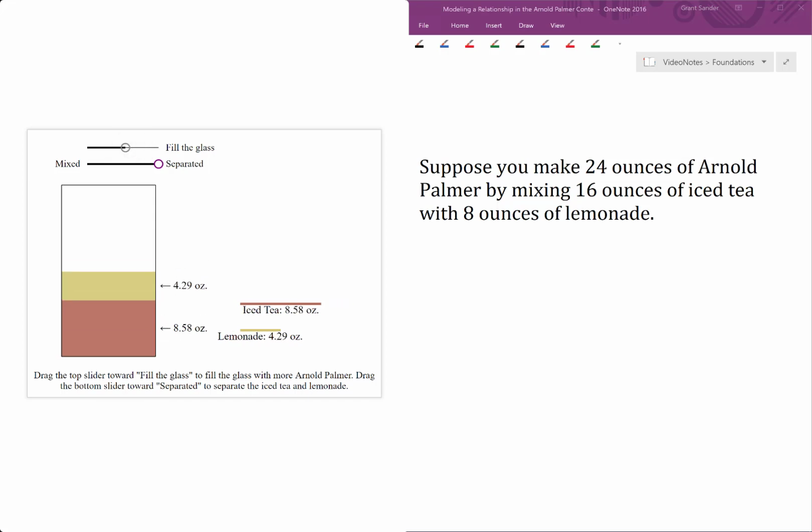We can actually vary the amount of liquid in the glass. And then you can see the iced tea down in the brown on the bottom and the lemonade up top in the gold. And then there's horizontal line segments that represent the values of the number of ounces of iced tea in the mixture and the number of ounces of lemonade in the mixture. And these are for the amount of mixture that's in that actual cup. So we can vary the amount of Arnold Palmer in the cup, and those segments represent the corresponding amount of iced tea and lemonade in the cup.